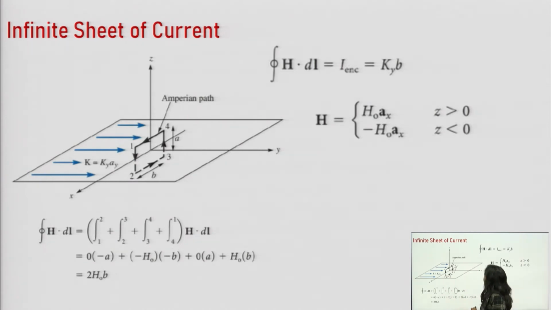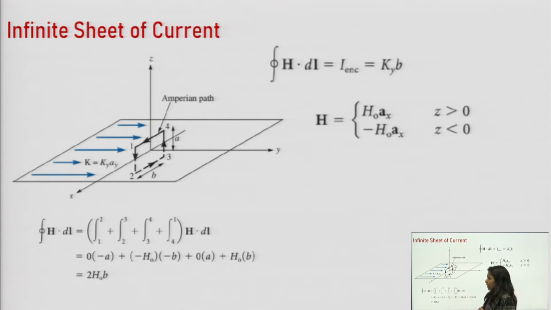Well, again, first of all we need to draw the Amperian path. For this, here we can see that the Amperian path is drawn as 1, 2, 3 and 4. This is the charged sheet. To cover all the charge, we have made an Amperian path as 1, 2, 3 and 4.